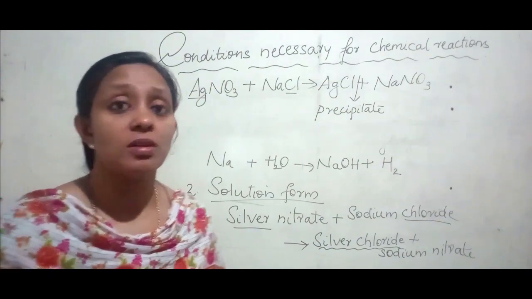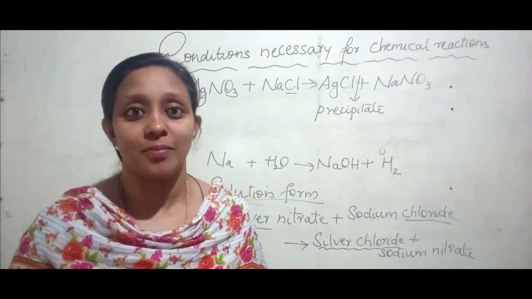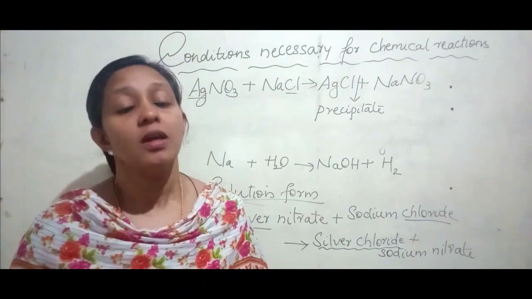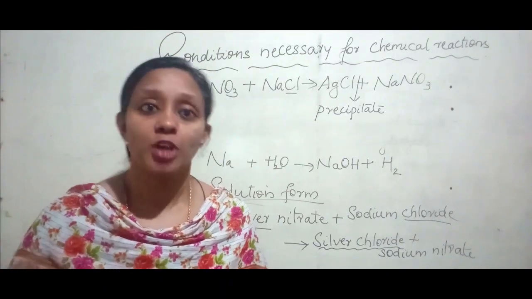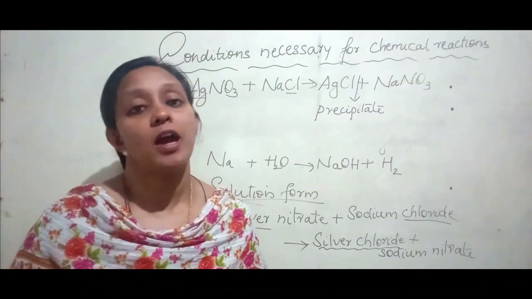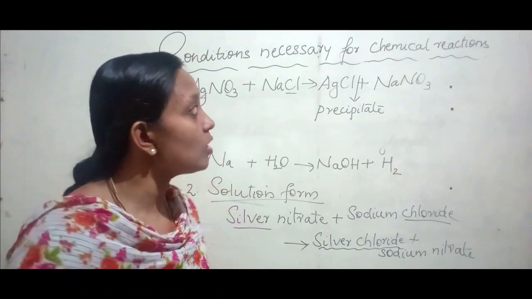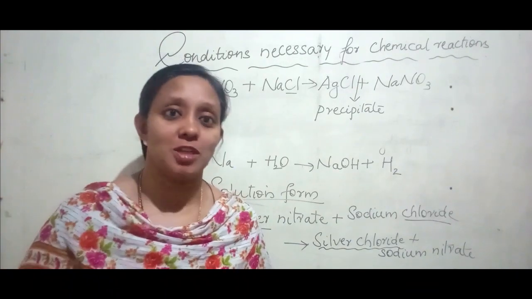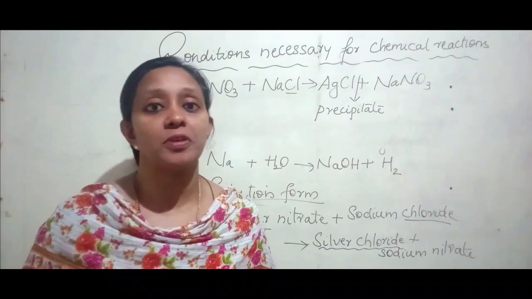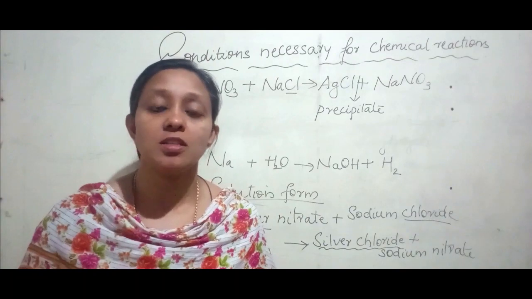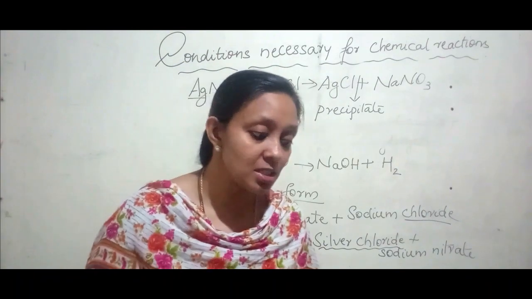And my dear children, the precipitate will not be white in color in all the chemical reactions. It may be white, it may be green in certain reactions, in certain other reactions it may be yellow. So the color of the precipitate differs according to the reaction or according to the products that you get. So silver chloride is a white precipitate. I hope this is also clear to all of you. So we have seen two different conditions which are necessary for a chemical reaction to take place. Now we shall see the next condition.